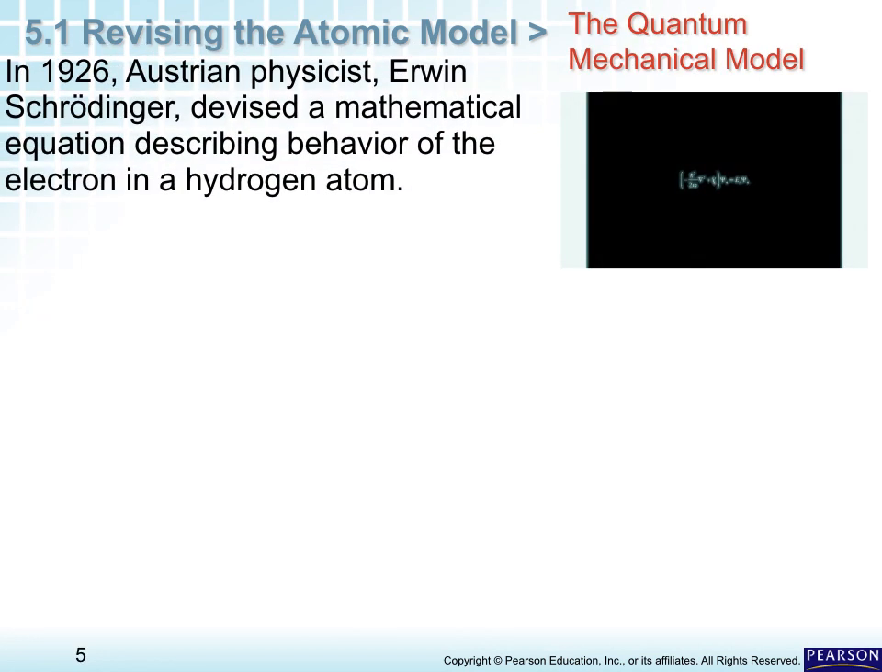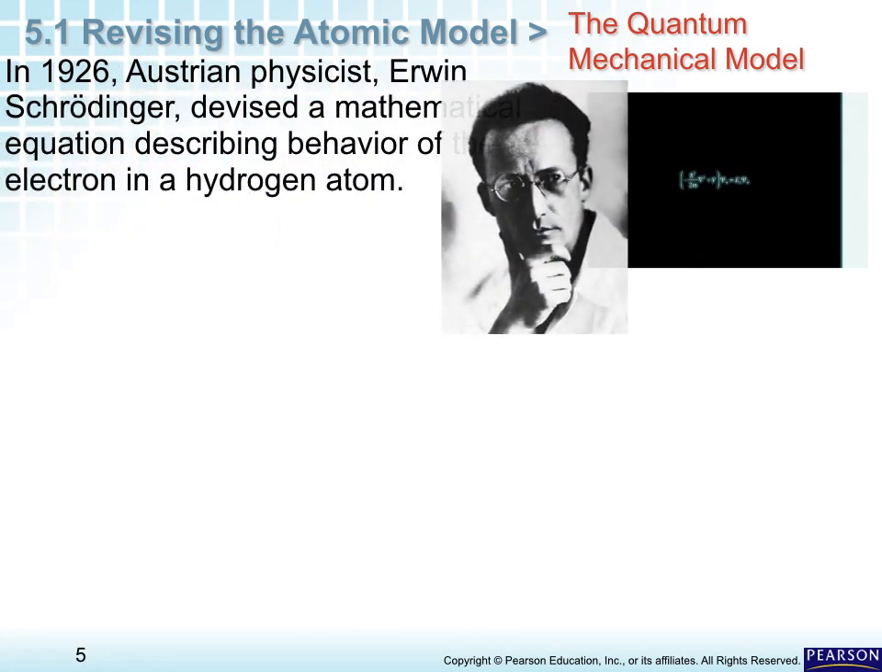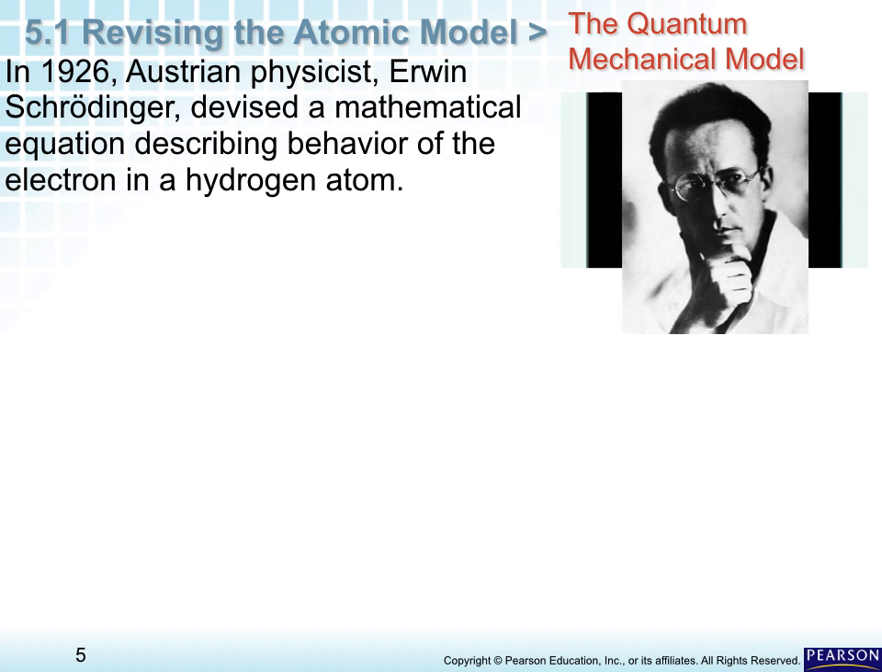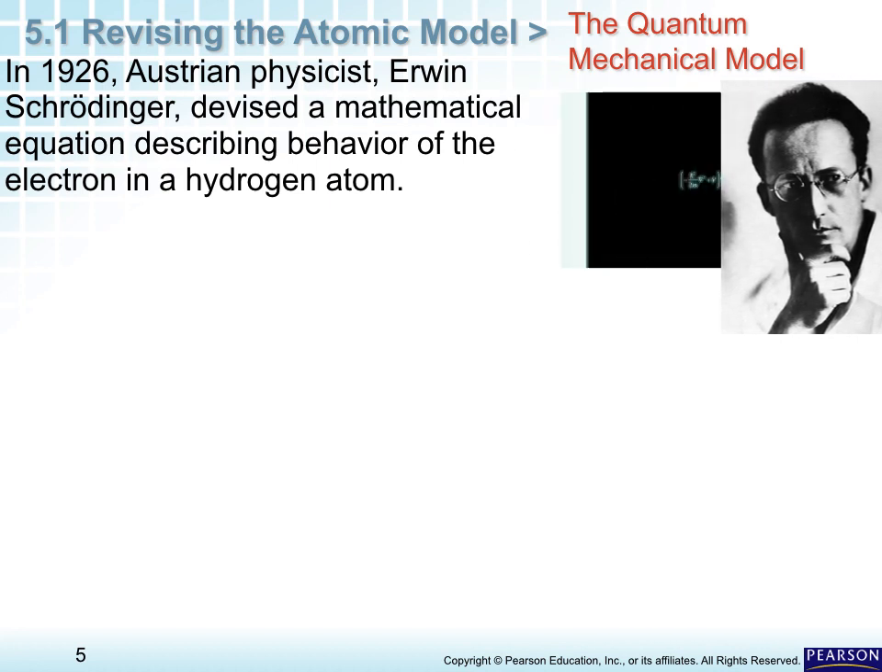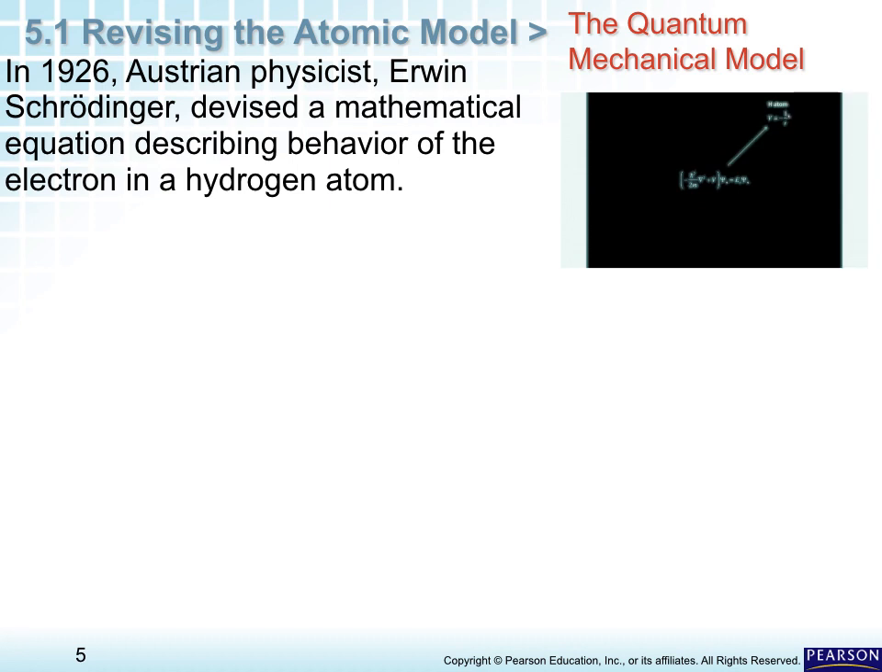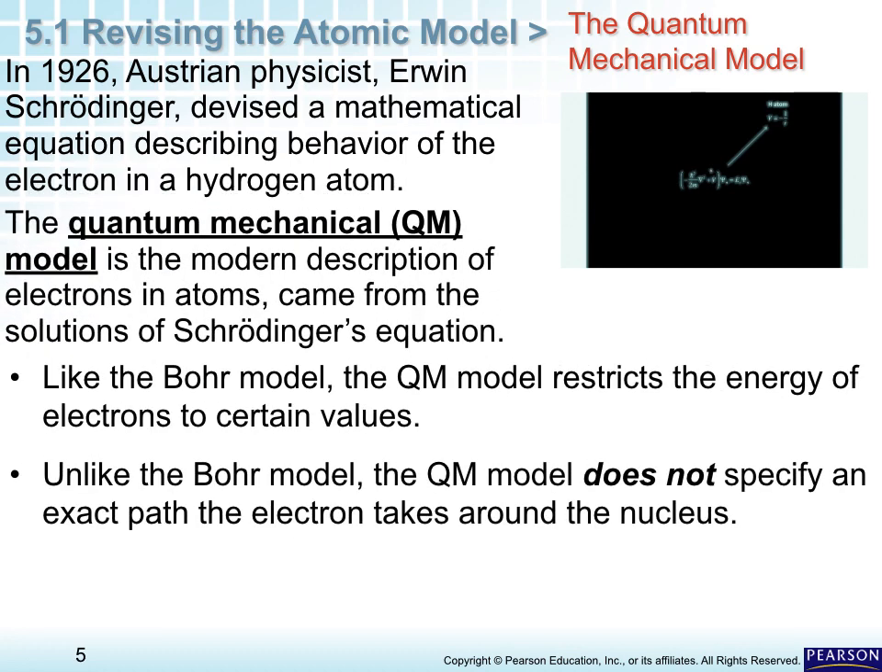Okay, in 1926, Austrian physicist Erwin Schrödinger devised a mathematical equation that described the behavior of an electron in a hydrogen atom. This furthered what Bohr did to turn it into a mathematical model. Well, the mathematical model that they use is called the quantum mechanical model. In the upper right-hand corner, you see calculus equations of Schrödinger's equation. It's a lot of math, but they have simplified it for people below calculus students to be able to understand how it shows where the electrons can be in an atom.